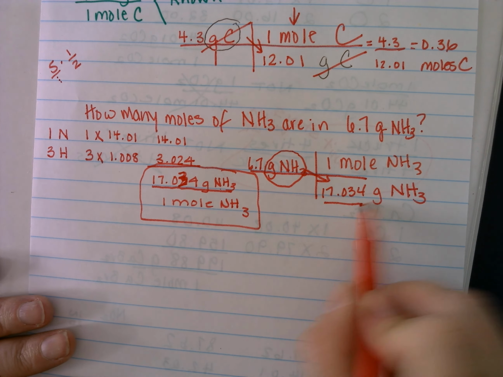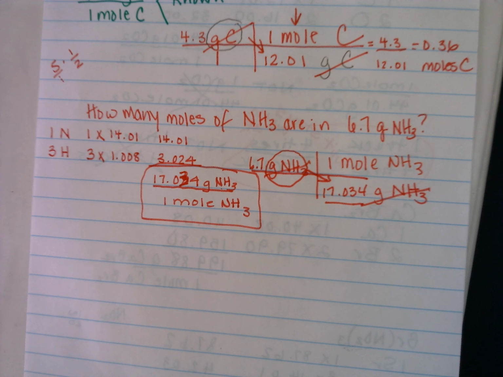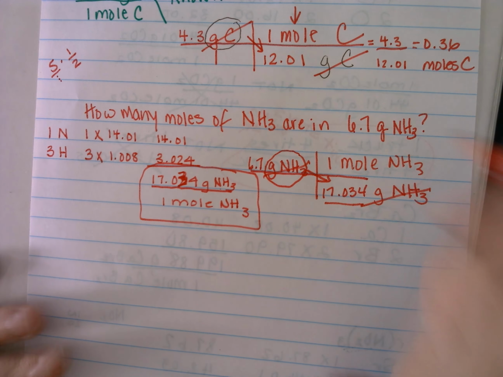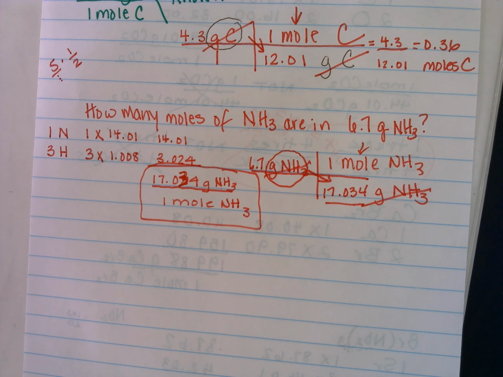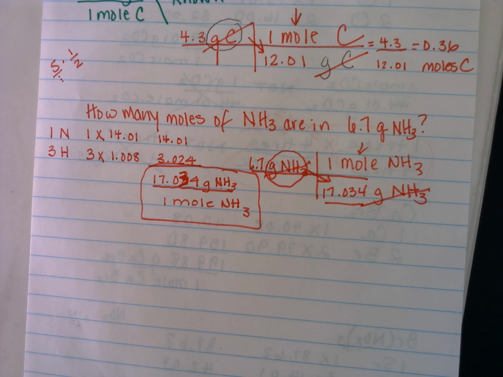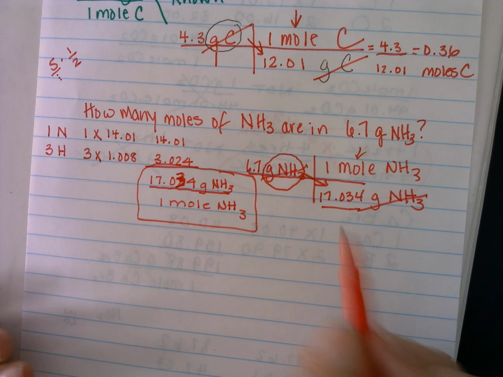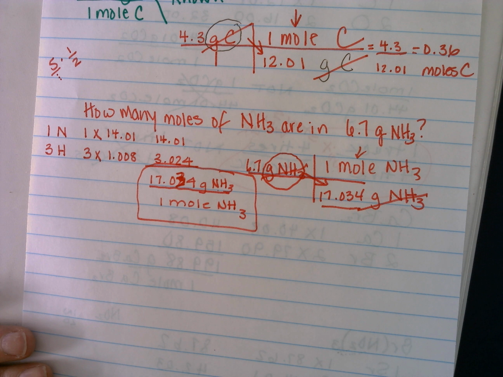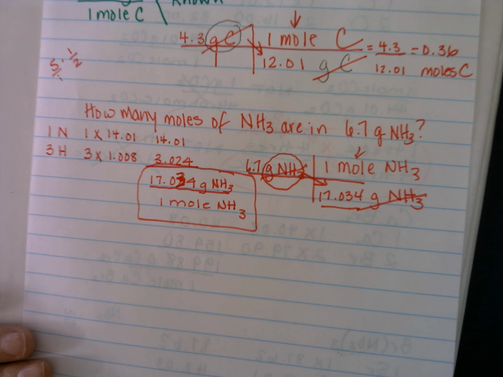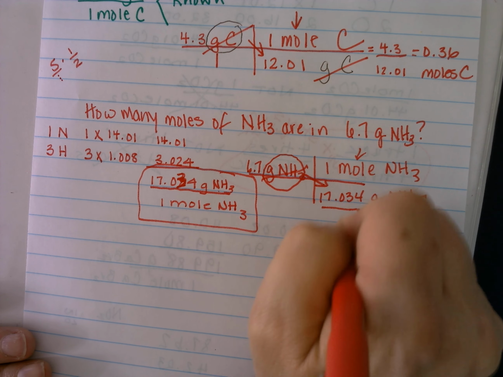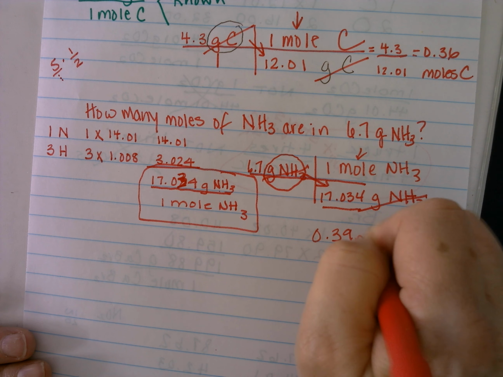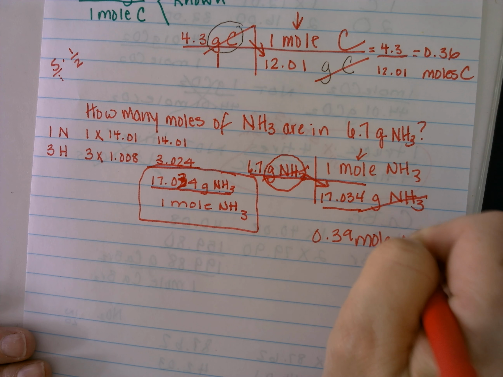And now I'm going to cancel my grams because top and bottom will cancel. And all I'm left with is 1 mole. That's all that's left. I got nothing else, ladies and gentlemen. That's all I got, right? And so therefore, now to solve this, I'm going to take 6.7 and divide by 17.034. And what I get is 0.39, and my unit is going to be moles of NH3.